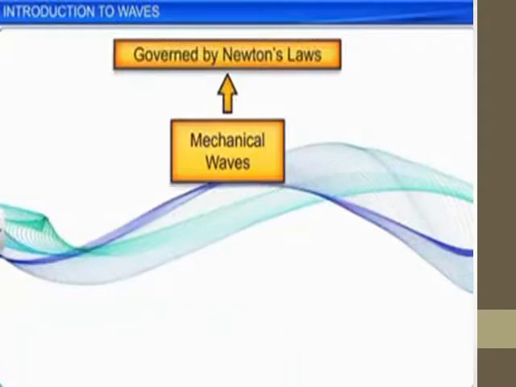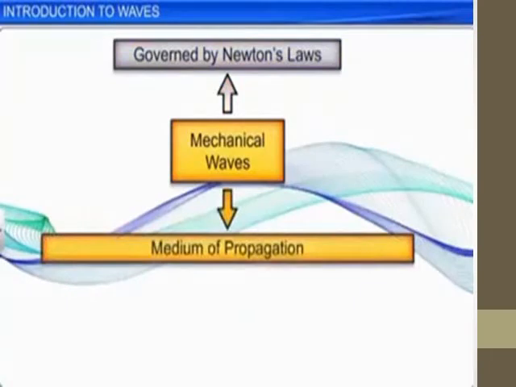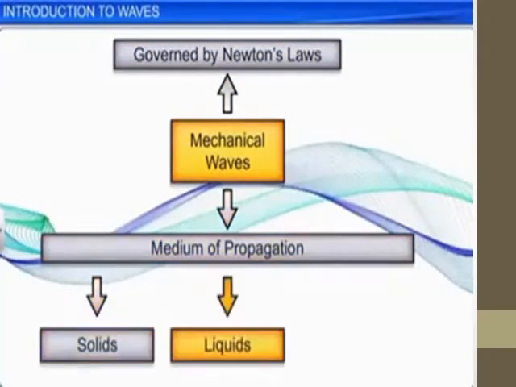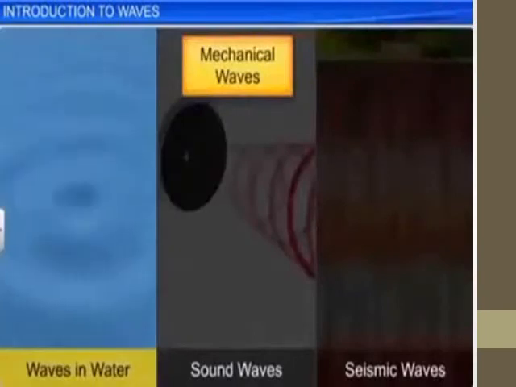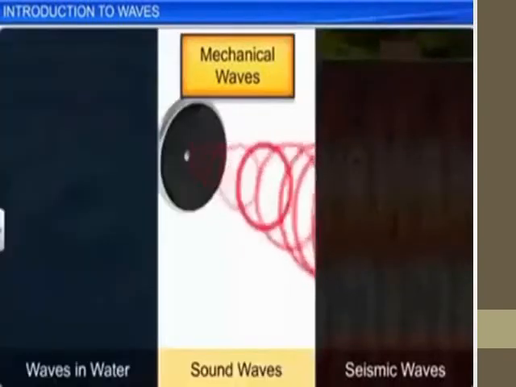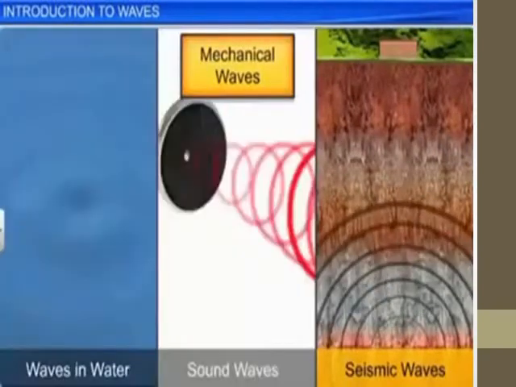Let's start with the mechanical waves, which are governed by Newton's law. Mechanical waves are waves which need a medium to propagate, where they do not propagate through vacuum. Mechanical waves can transfer through solids, liquids, and gases. There are a lot of examples of mechanical waves like water waves, sound waves, and seismic waves.